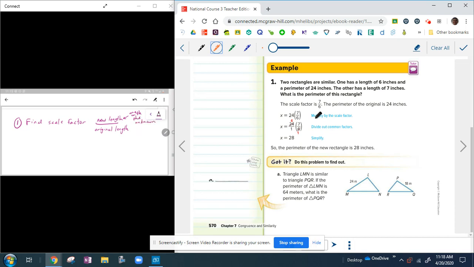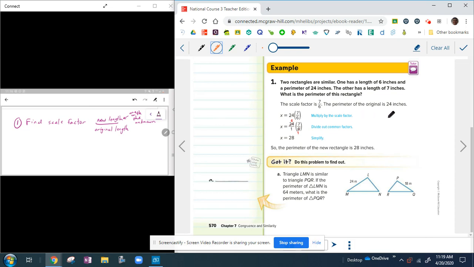In this case, one has a length of 6 inches and a perimeter of 24 inches. So that has your two pieces of information: you know a length and you know a perimeter. The second rectangle has a length of 7 inches, but then it asks, what is the perimeter of this? Since there's an unknown in that rectangle, that's going to be our new shape. So we're going to put the piece of the rectangle that has the unknown on top, and the one that we do know on the bottom. And that's how we're going to find our scale factor.